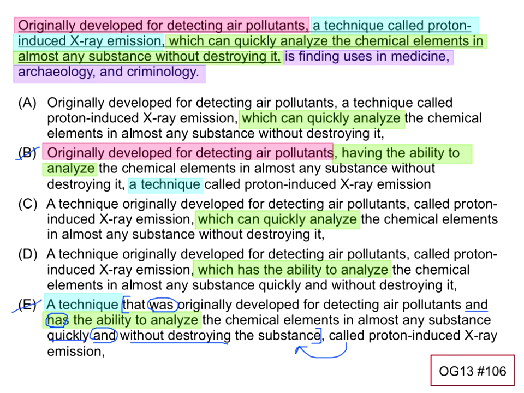No good. Where do you want to go to next? Now, I want to go back to the which, actually. So we talked about the which before, and is it referring to technique? And a couple of people told me, well, it should be referring to technique, but it's not. It's referring to emission. Look at A and C and D.